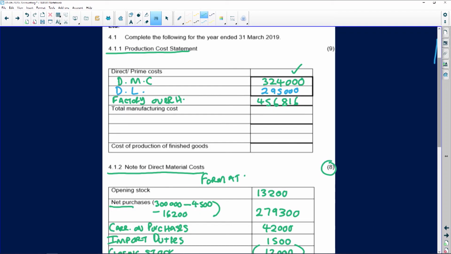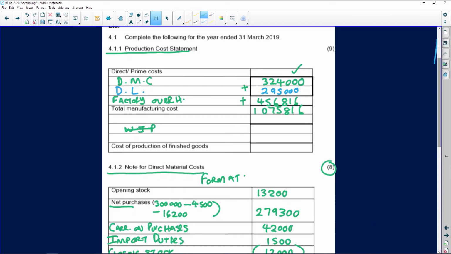Okay, what's left for you to do? Fill in your prime cost, which is obviously direct material plus direct labor. And if you then add on factory overheads, you should get your total manufacturing cost. I'm just now peeking at the memo quickly, and your total manufacturing cost, okay, I seem to be missing that. Oh no, I do have it, an amount of 1,075,816. Fill in work in progress at the beginning of the year, right? And obviously work in progress at the end of the year. Okay, so work in progress at the beginning of the year. Let's just correct that. Work in progress, beginning of the year. And like I said, work in progress at the end of the year.